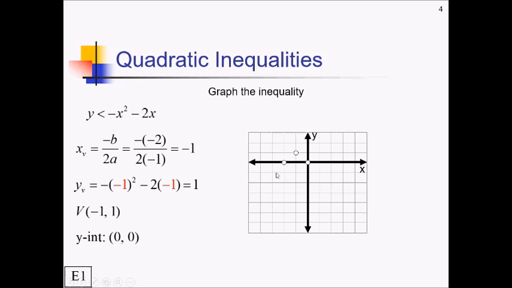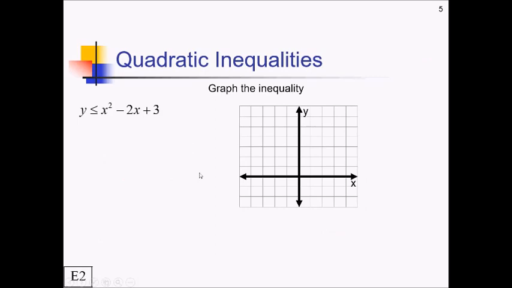And now I can draw the parabola, a dashed line through open dots. Now I have to decide, am I shading above or below that parabola? So I look back here at my inequality. I have y less than. That means I'm shading lower than the parabola that I just drew. So that's all this stuff down here. And we're done. Here's another example.